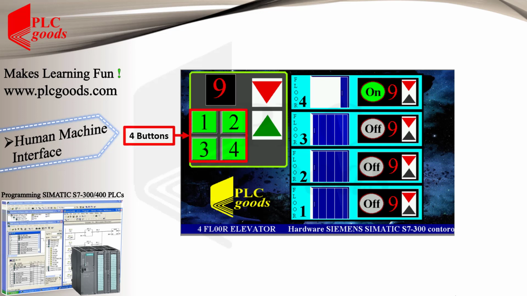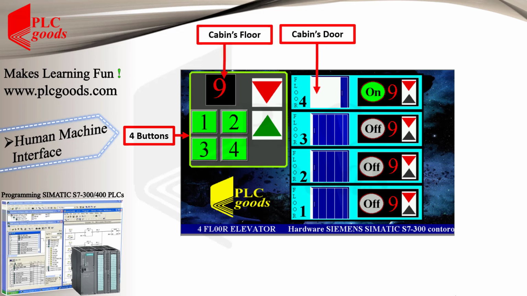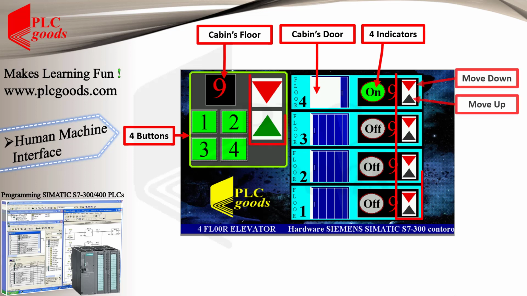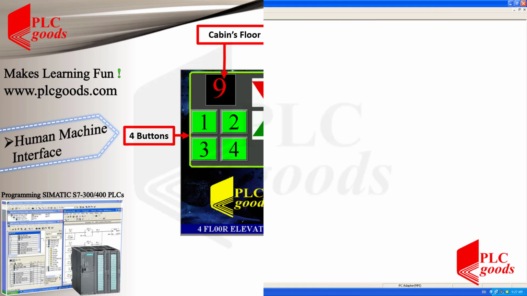First, these 4 buttons can be used to select each floor. These numbers illustrate the cabin's floor, and if you remember, the cabin should be stopped 5 seconds at each floor. During this time, the related door will be open on the HMI screen. Also, based on the cabin's floor, one of these 4 indicators will be green. Finally, these arrows display the direction of the cabin's movement.